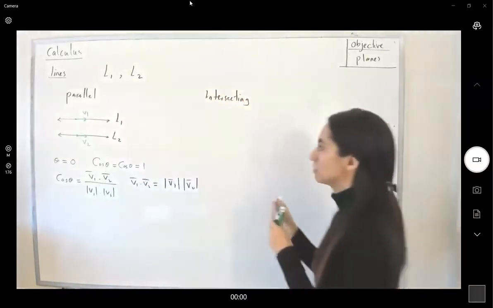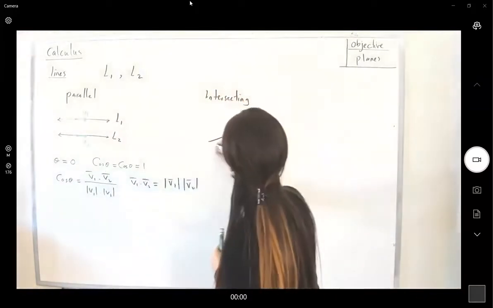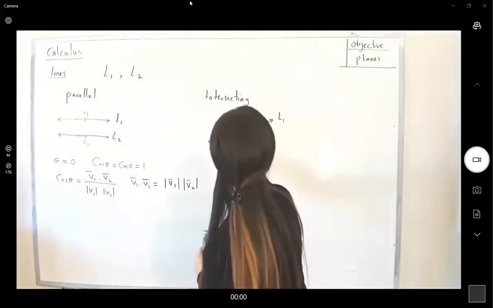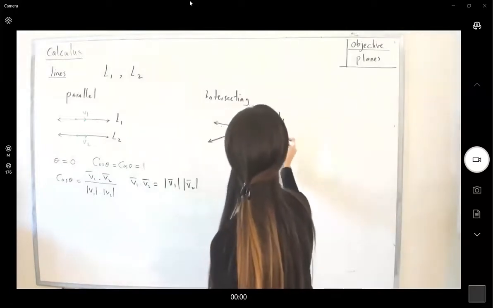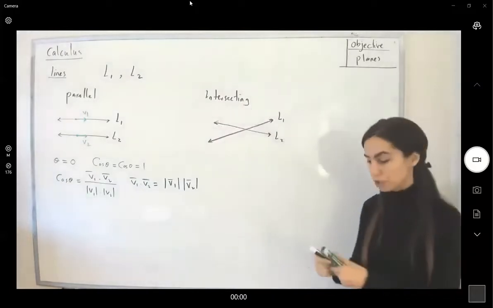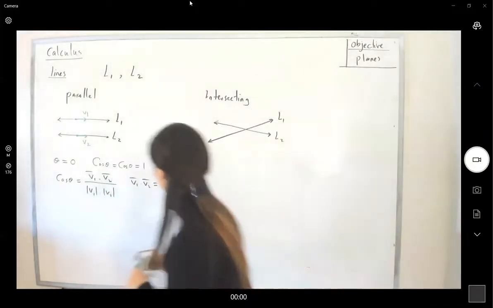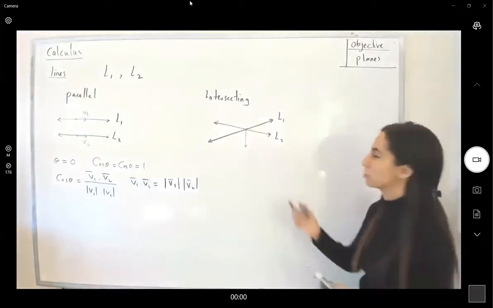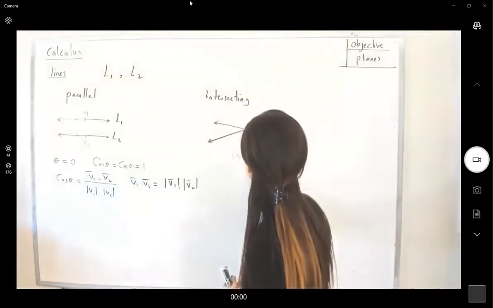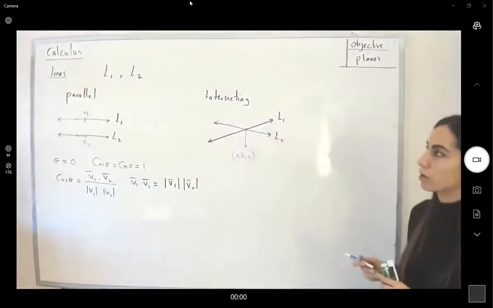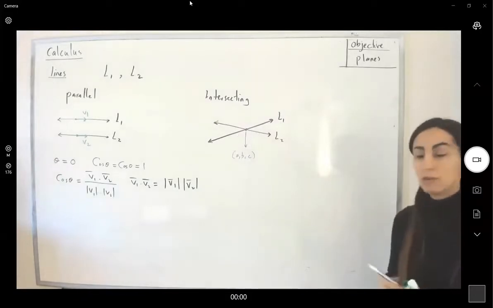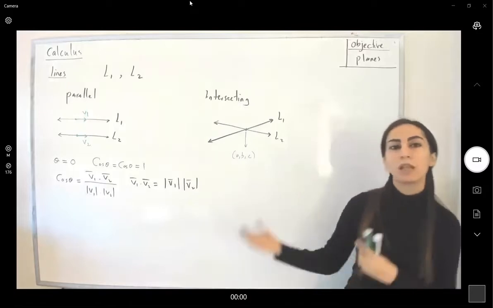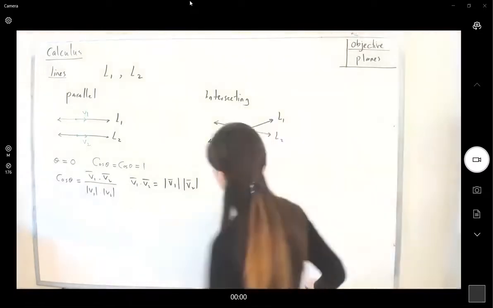They are intersecting. So it means that you have line L1 and line L2. There's a point of intersection between them. You find that point by solving the system of linear equations. This is what we did before between two lines. Now we have planes. What's the relation between lines and planes?